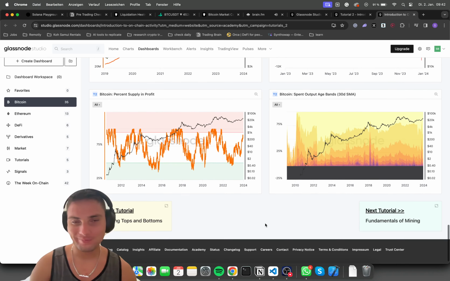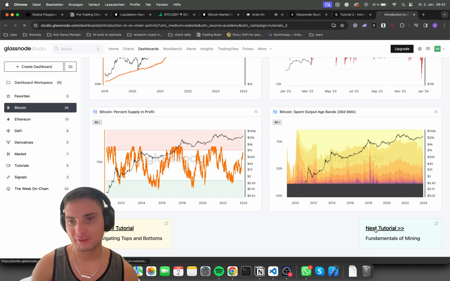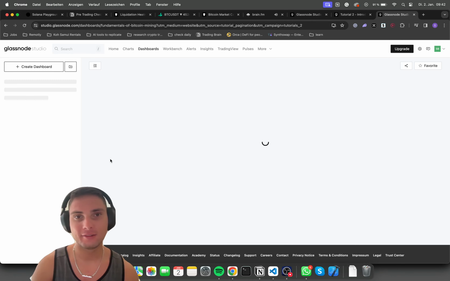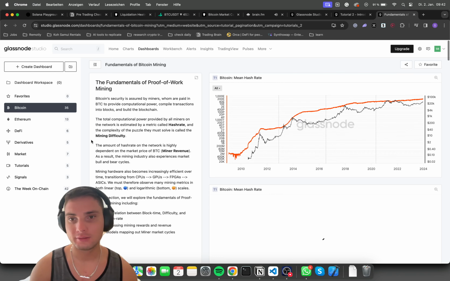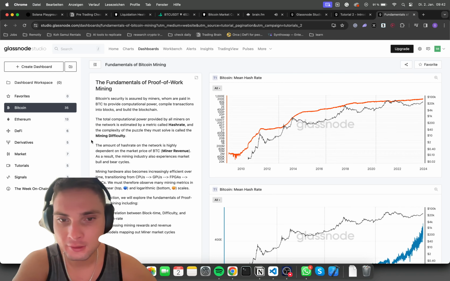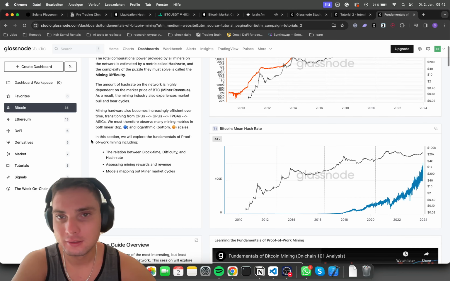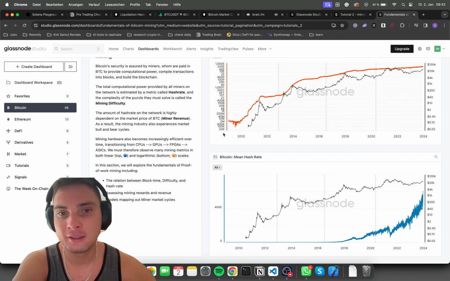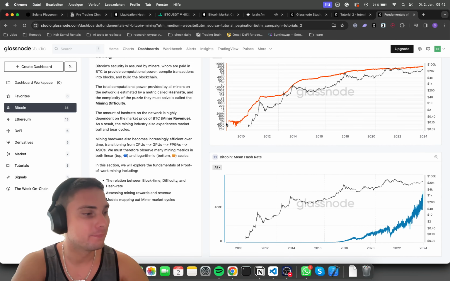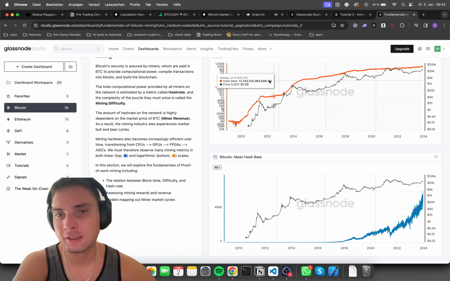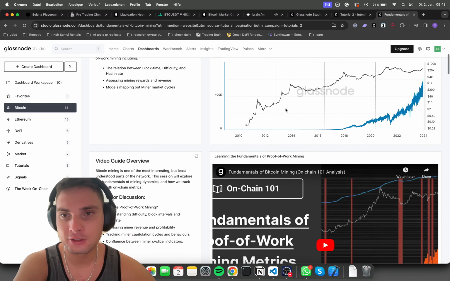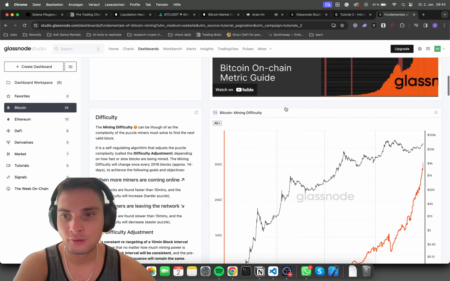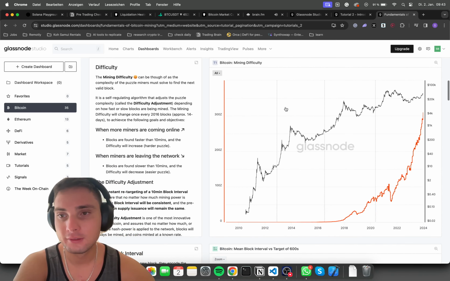Oh man. Okay, let's just continue with the fundamentals of mining. Okay, I know those, and yeah, not that relevant for my trading. Mean hash rate. It's interesting to look at those and see the evolution of the Bitcoin network and the infrastructure on its own, but I don't trade based on those metrics.